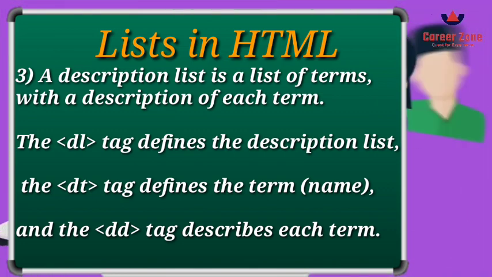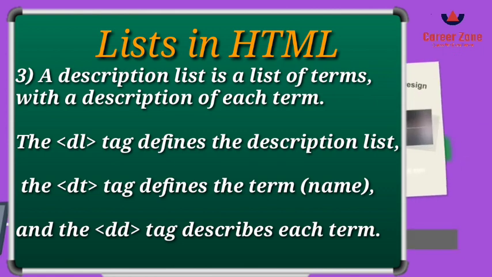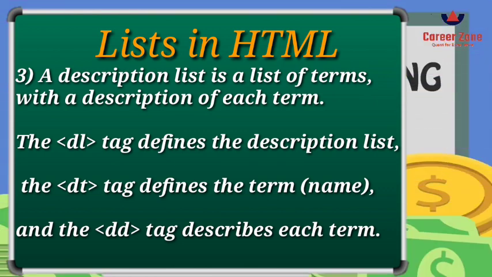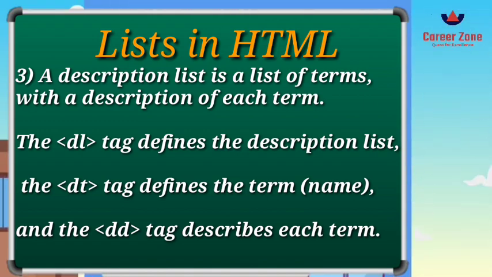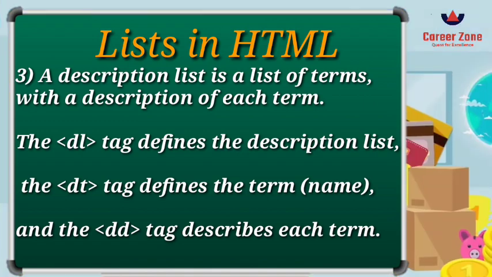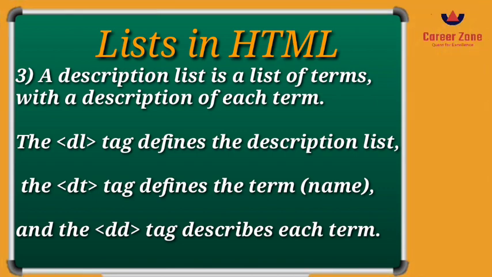First of all we will have to create a list with the DL tag, and then we will type the DT. For example, I want to write the computer definition, so I will write DT, and under this tag I'll write computer, and under the DD tag I will describe the computer definition. It will be more clear when you see it in the video. First of all, let us see the example.